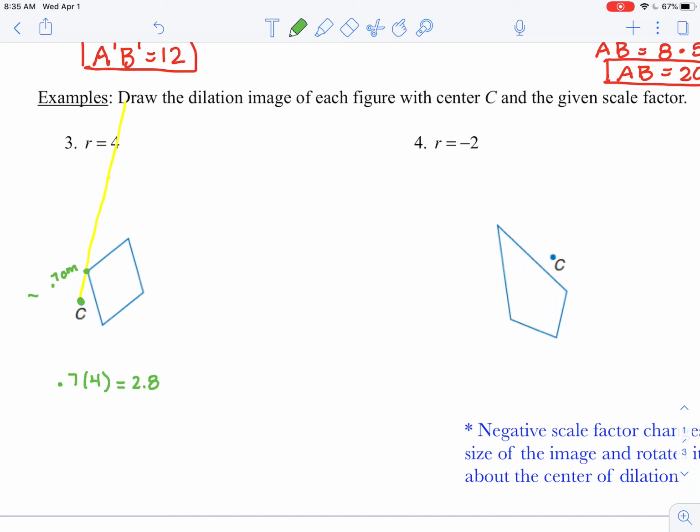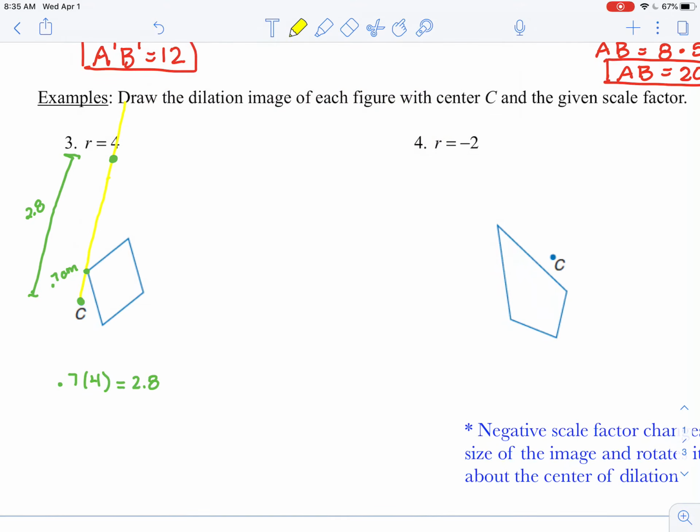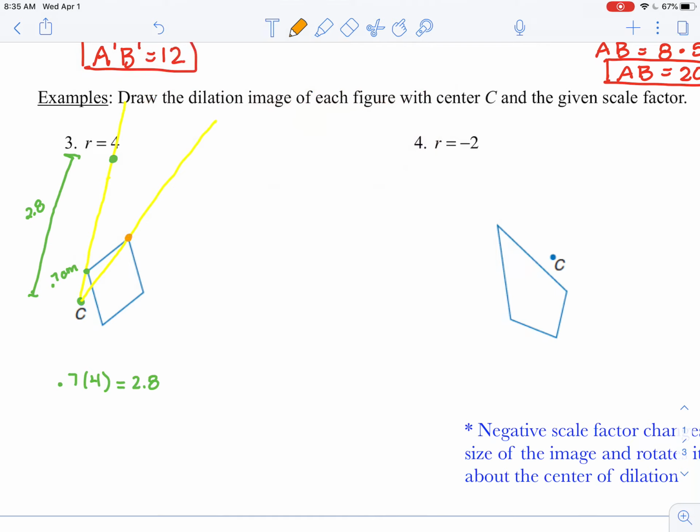So now I'm going to measure from the center of dilation out 2.8 centimeters to figure out where my new point will be. And you're going to repeat that process for each vertex of your pre-image. So now if I go to the next point, again, I'm going to draw a line from the center of dilation through the point, the vertex of my pre-image.